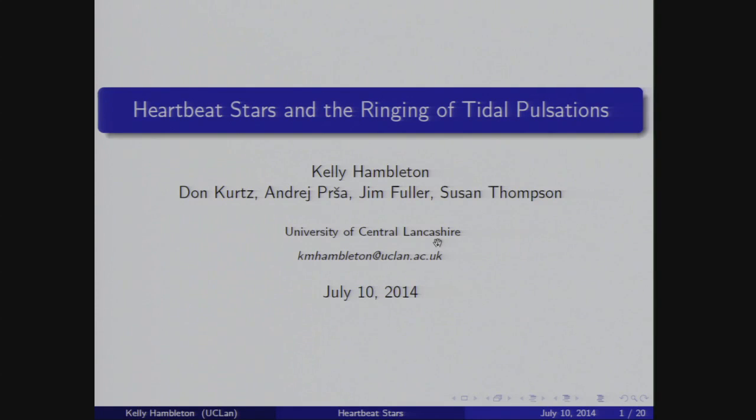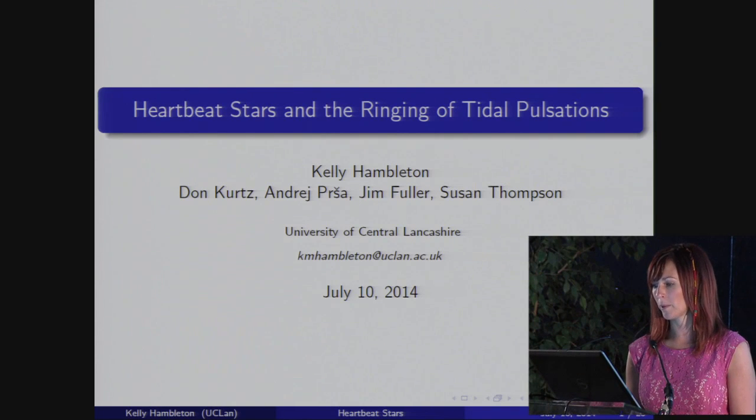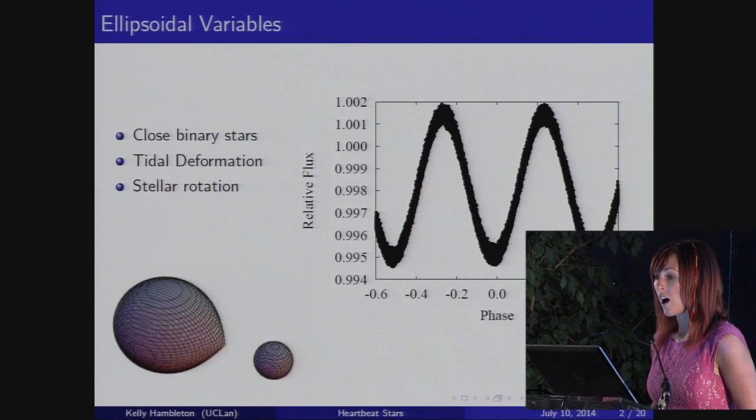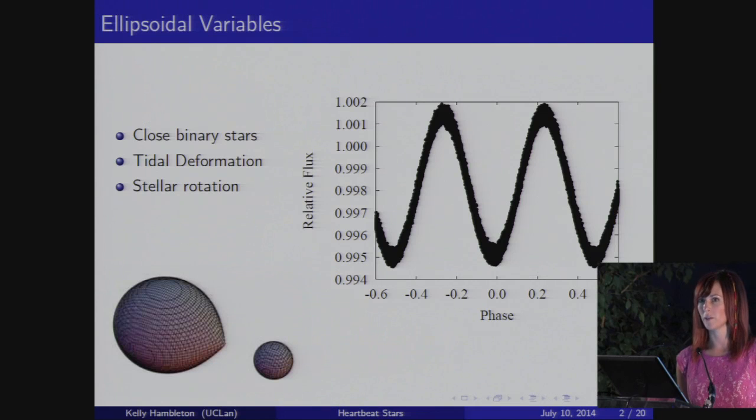So heartbeat stars have been theorized for a couple of decades now, and it's not until we had space missions such as Kepler and CoRoT that we actually started to see these objects. So what are heartbeat stars? Heartbeat stars are essentially eccentric ellipsoidal variables.